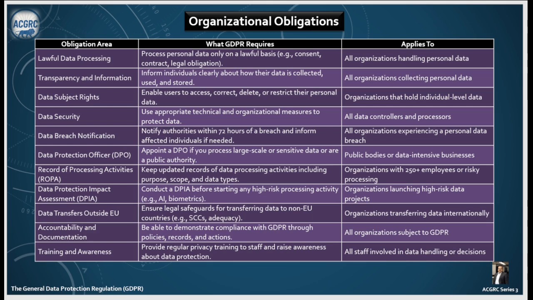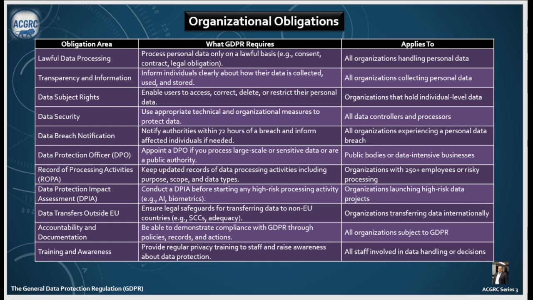Second obligation, transparency and information. GDPR requires informing individuals clearly about how their data is collected, used and stored. It applies to all organizations collecting personal data. Third, data subject rights. It's about enabling users to access, correct, delete or restrict their personal data. It applies to organizations that hold individual-level data.